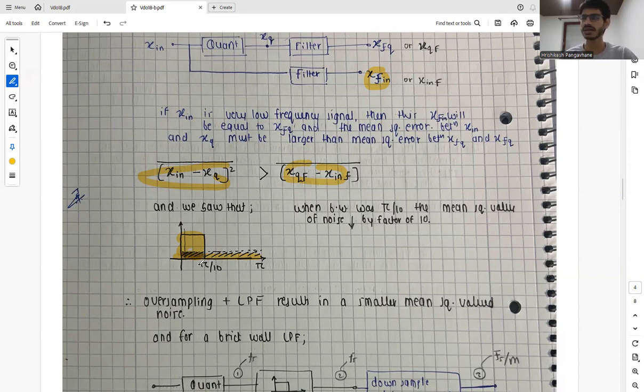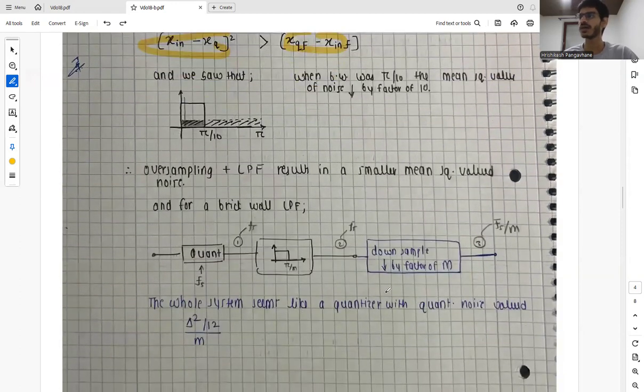I mean, our signal is untouched. So it doesn't matter if we downsample, but for our further convenience, for our further design, we downsample it by a factor of m. So basically, the whole system seems like a quantizer with a quantizing noise valued at delta squared by 12 divided by m, if we are downsampling by a factor of m. So then quantization is done with a sampling frequency, which is fs.